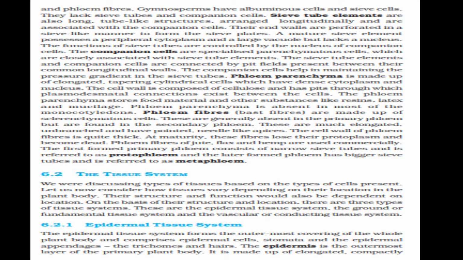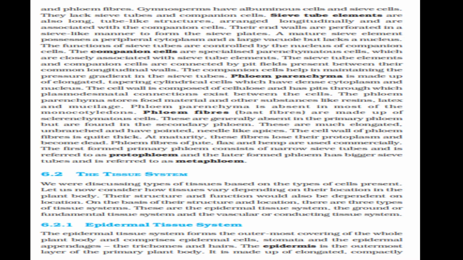Phloem fibers, or bast fibers, are made up of sclerenchymatous cells. These are generally absent in the primary phloem, but are found in the secondary phloem. These are much elongated, unbranched and have pointed, needle-like apices. The cell wall of phloem fibers is quite thick. At maturity, these fibers lose their protoplasm and become dead. Phloem fibers of jute, flax and hemp are used commercially.